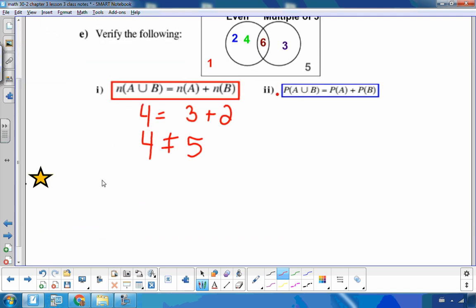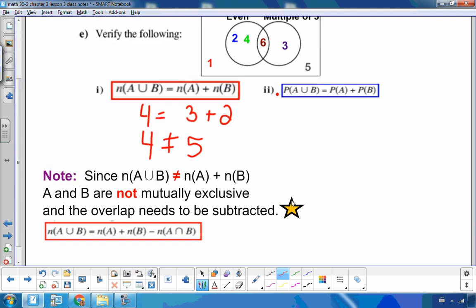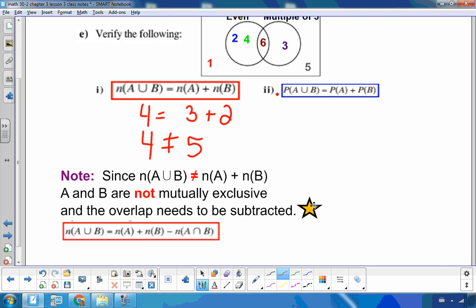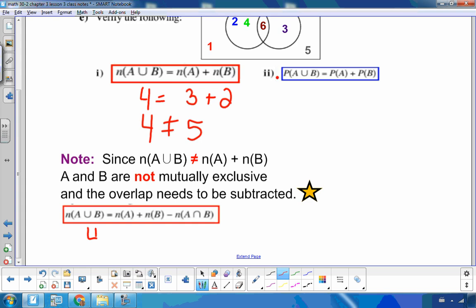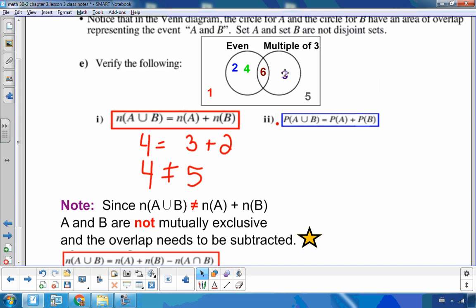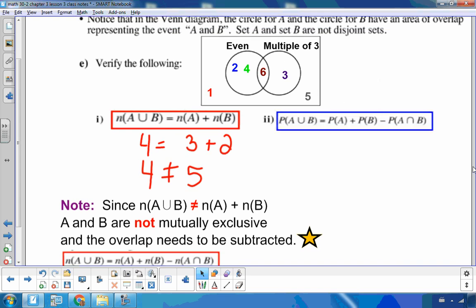The reason is because there is an overlap. So I need to subtract the overlap. So the new formula really becomes the number in A or B, which was 4, is equal to the number in A, which is 3, plus the number in B, subtract the number in both. So using that idea, let's look at the probability statement. I know for sure this is not true. The probability of A or B is not the probability of A plus the probability of B because I have that overlap there.